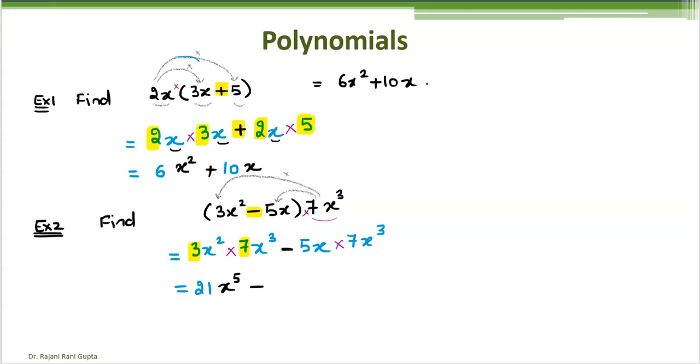Minus, again, multiply the numbers 5 and 7. 7 times 5 is 35. To look for the power of x, here the power is 1 and here it's 3. So 1 plus 3 is 4. So in this case, our answer is 21x power 5 minus 35x power 4. I hope it's clear now.